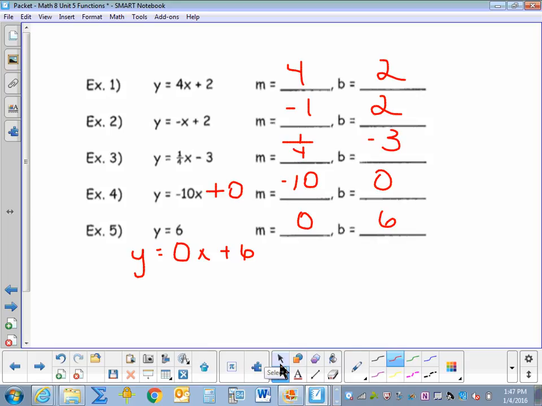Here are the answers. And if we looked at number 4, we just said -10x. It didn't have a y-intercept. So we could say y equals mx plus b or plus 0. So our y-intercept is 0. And in number 5, y equals 6. It didn't have an x. It had no slope. We could rewrite this equation as y equals 0x plus 6. So our slope is 0 and our y-intercept is 6.